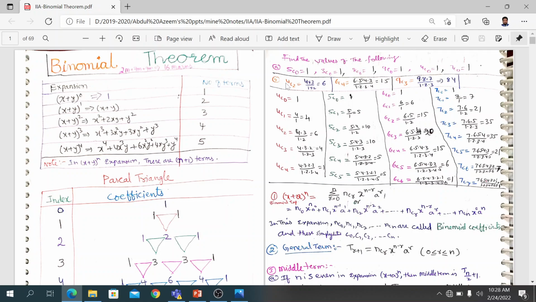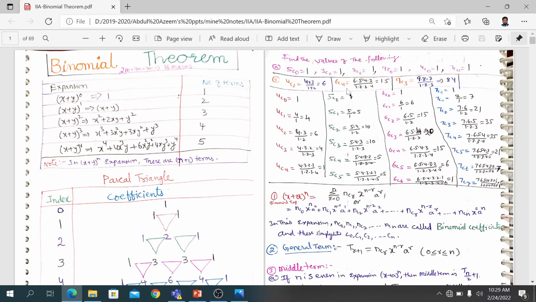Next, 4C2. What you have to do: in the denominator, 2 is there, so you write a fraction, numerator and denominator. In the denominator, 2 means 1 multiplied by 2, and in the numerator, 4 and a decreasing number, only 2 numbers, so 4 multiplied by 3. 4C2 means 4 multiplied by 3 by 1 into 2. So 4 by 2 is 2, 2 multiplied by 3 is 6.